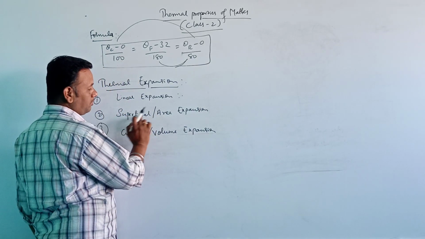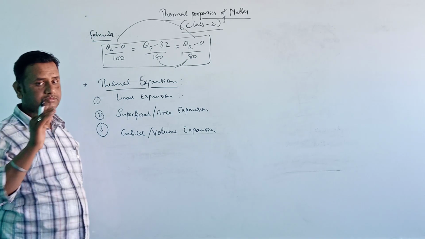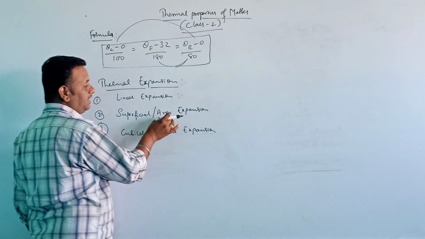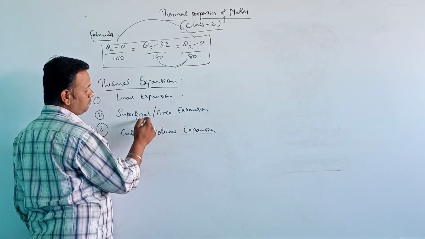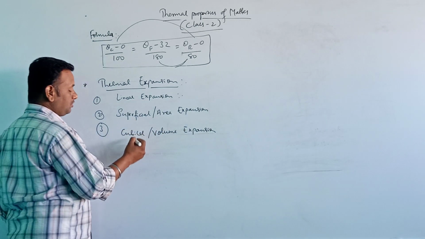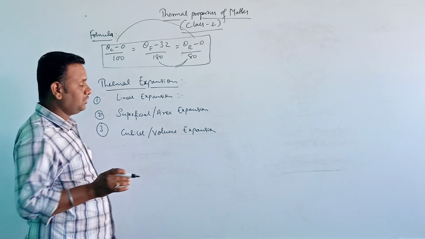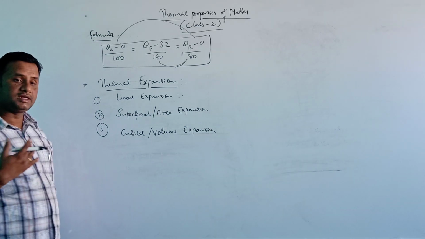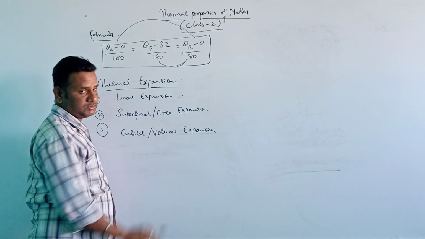Next, there is superficial or area expansion. When any substance is heated and its area increases, such expansion is called superficial or area expansion. Next, there is cubical or volume expansion, where, when any substance is heated, there is some increase in the volume. Such expansion is called volume expansion.